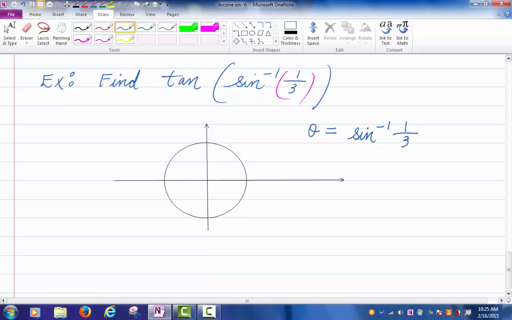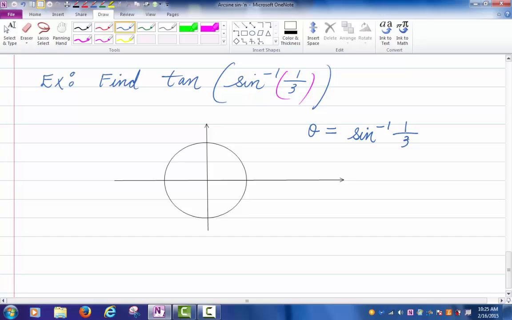Can someone tell me, for the angle theta, what's the position of the terminal side? If you look at the angle theta, it has a terminal side, right? What's the position of the terminal side? Is it in the first quadrant? Is it in the fourth quadrant? It's in the first? Very good. Why? Because 1/3 is positive, right?